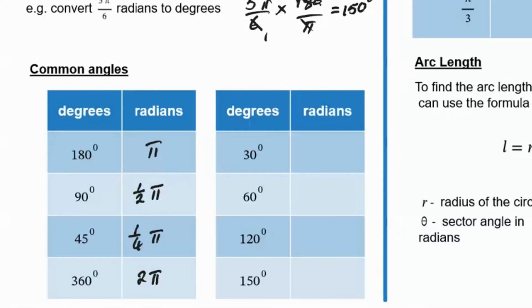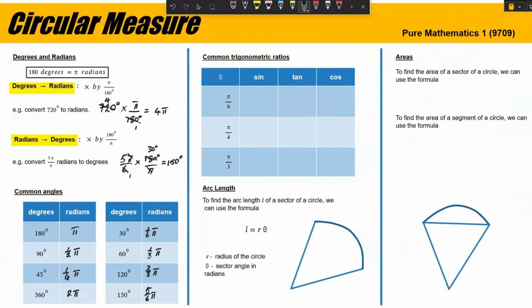30 degrees is a sixth pi in radians. 60 degrees is a third pi in radians. Then 120 degrees is 2/3 pi, and 150 degrees is 5/6 of pi. These are some basic angles whose radian equivalent you should know off the top of your head. But if you have forgotten, you can still use the conversions I've given you. From degrees to radians, you multiply by pi over 180 degrees, and from radians to degrees you multiply by 180 degrees divided by pi. So this is very important.